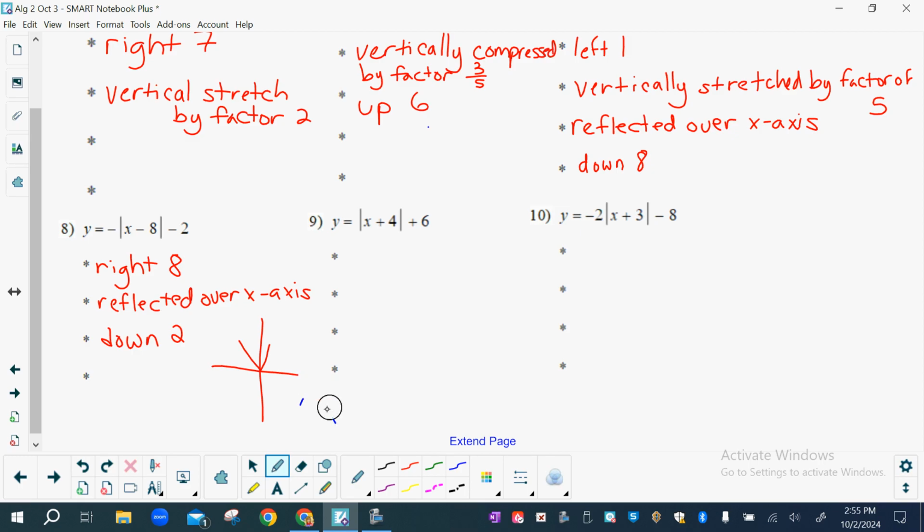Okay, I want you to do number 10 on your own. Vertically stretched by 2. Number 10 has 4 different things that it does. Reflected over the x-axis.